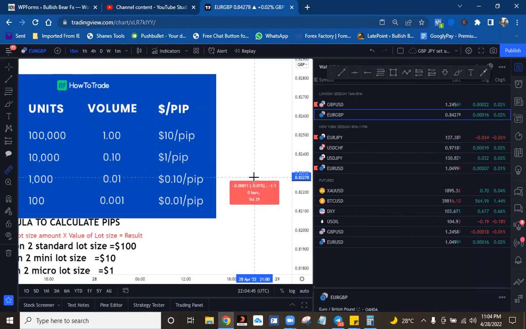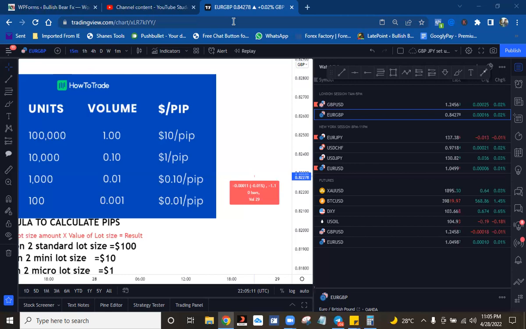Now, let's say I just want to bring out a single pip. You can see what a single pip is. You see how tiny it is. The tick is in between the pip. The tick is what makes the pip come out as 1 pip or 2 pips or 3 pips. I hope you're understanding. I hope I'm communicating.